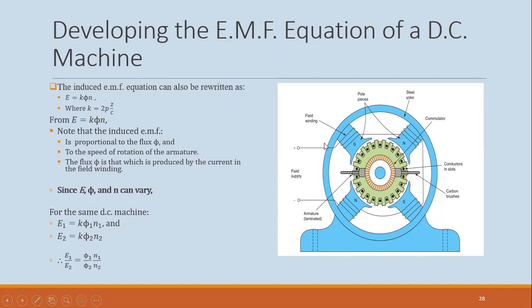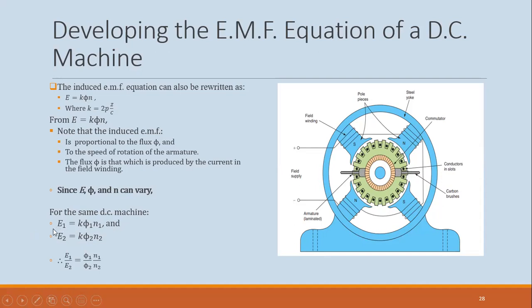the flux can change. If I change the field winding current, the flux will change. The speed can change. Putting on load on it can change the speed. So that induced EMF for a particular machine, E1 would be equal to K phi 1 N1, because phi 1 and N1 can have different values. Right. And E2, another value of the induced EMF in that machine, equal to K phi 2 times N2.